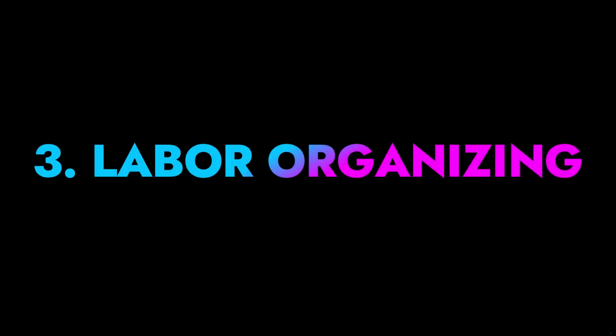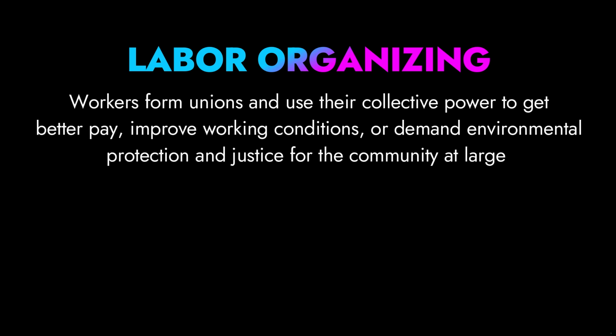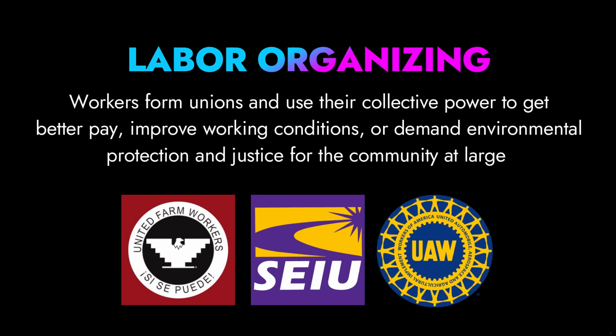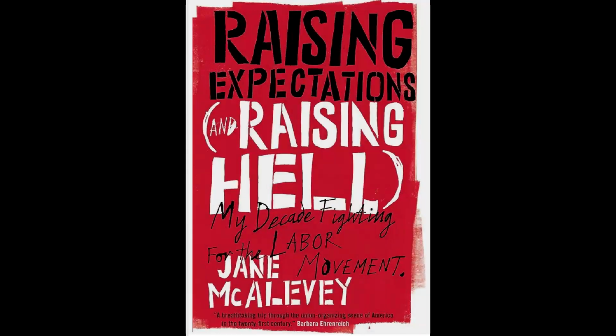The third type is labor organizing. Most people are familiar with this. So workers form unions, and then they use their collective power to get better pay, to improve working conditions, and occasionally even to get their employers to better protect the environment or the public at large. Examples of unions who have used labor organizing to great effect include United Farm Workers, SEIU, United Auto Workers. But to learn more about union organizing, I highly recommend reading anything written by Jane McAlevey. Specifically, I like her book, Raising Expectations, a lot.